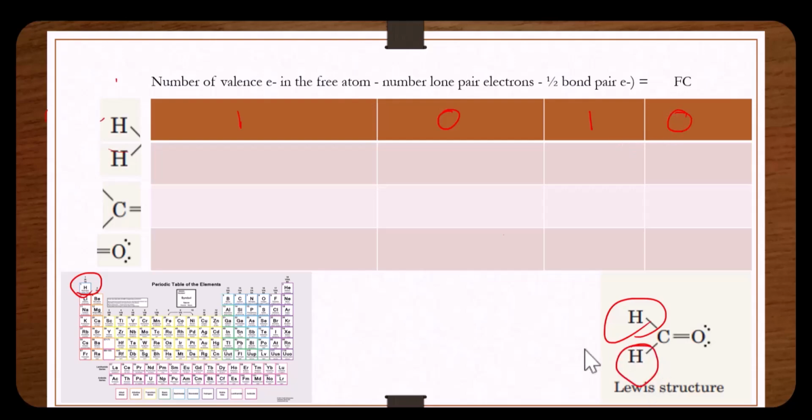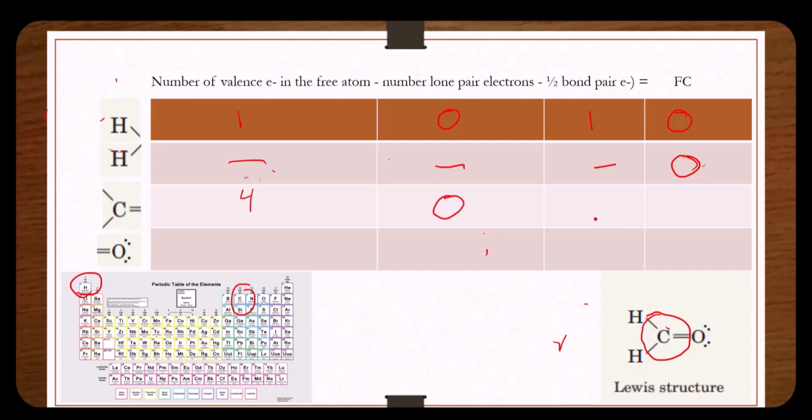And looking at the other hydrogen, which is the same, we would have the same formal charge for the other hydrogen. Looking at carbon, the number of valence electrons in a free atom would be 4. Carbon is in the 4th group on the periodic table. Looking at the molecule, we can see that carbon has no lone pairs, so we have 0 for that. And it has 4 bonds, and each bond has 2 valence electrons. So 4 times 2 is 8, and we get half of the bonding electrons, so that would give us 4. So 4 minus 0 minus 4 would give us 0. Next up is oxygen.